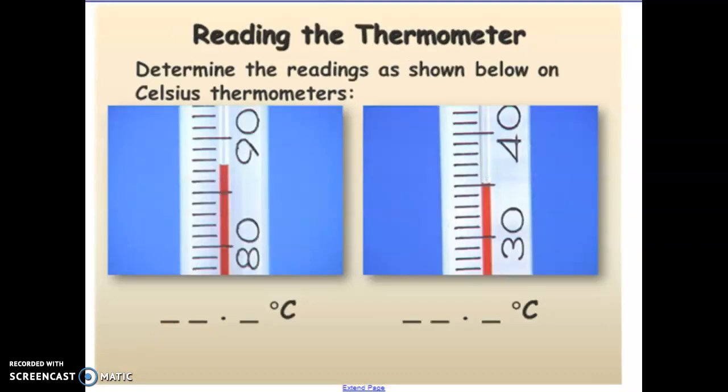Okay, so same deal is happening here. Remember, you're doing all your certain digits and one uncertain digit. So give this one a try. Again, pause the video and see if you can take these readings. Make sure that you know what each of those lines represent.